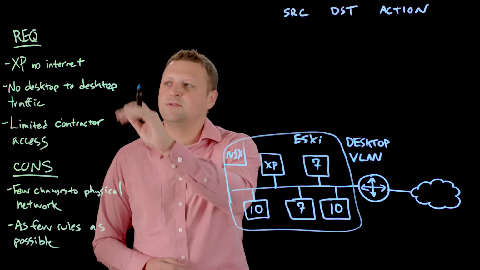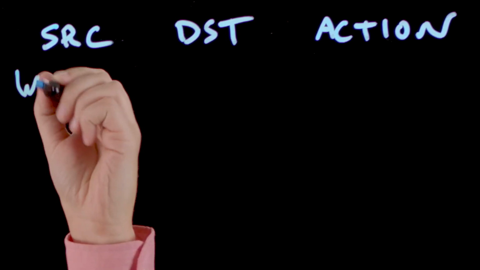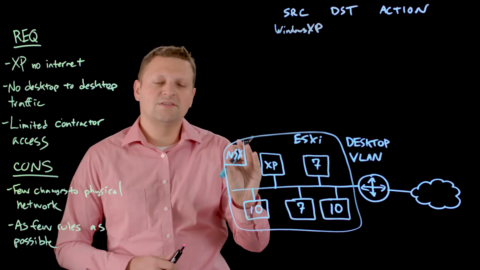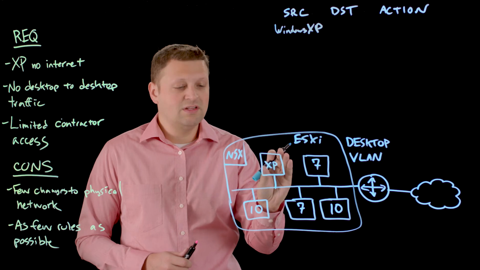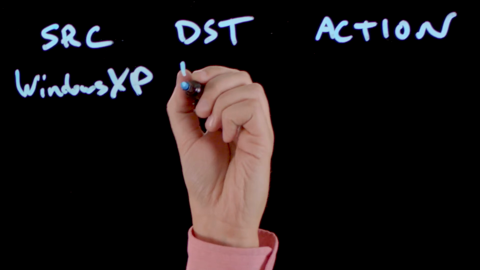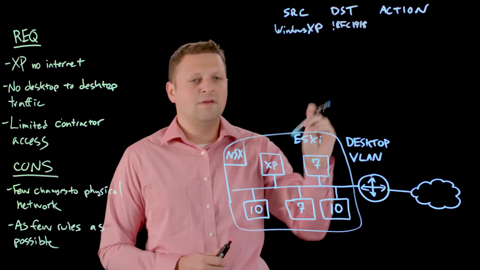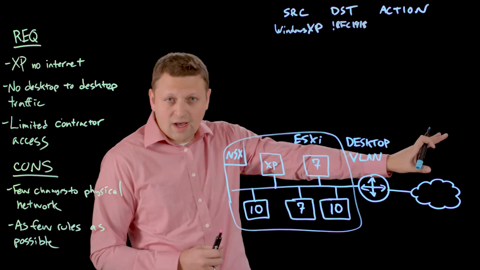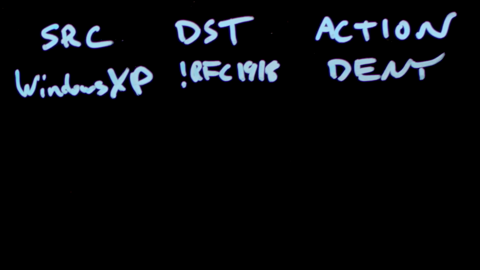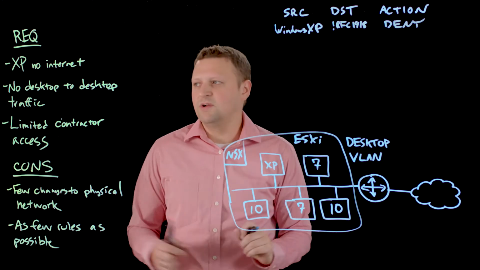If we say we would like Windows XP to not have access to the internet, we can say we would like a source of Windows XP computers. Because NSX is aware of what operating system is running in these virtual machines, it can properly identify the source for this rule. We can say the destination is not any RFC 1918 networks, meaning anything that's a local address is fine, but anything that's not a local address needs to be dropped, and then we just deny that traffic. One firewall rule, and any Windows XP virtual machines immediately have no internet access whatsoever.